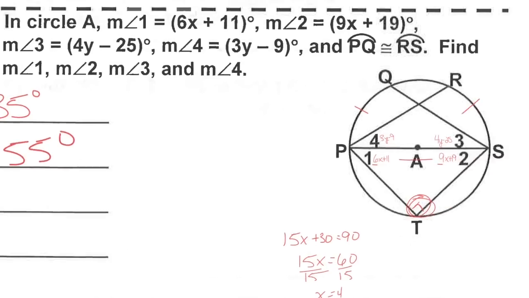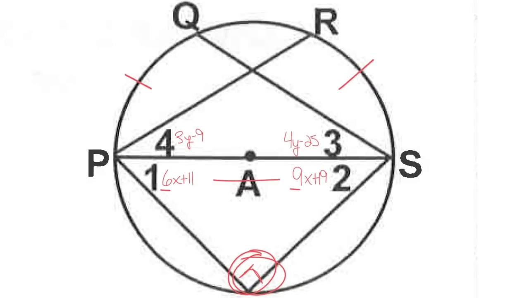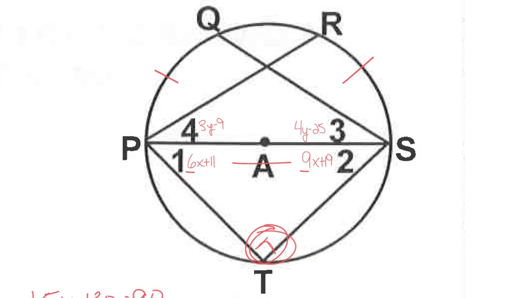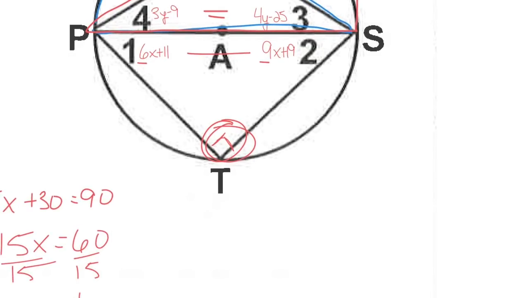Now we have to solve for these y's. And here's kind of the thing. If you look at these intercepted arcs again, to make angle 3 an inscribed angle, it would have to look like that, the intercepted arc of PQ. But the same thing happens here. To make 4 an inscribed angle, I get an intercepted arc of RS. And since the arcs are congruent, the inscribed angles are also congruent, which means the expressions are equal.